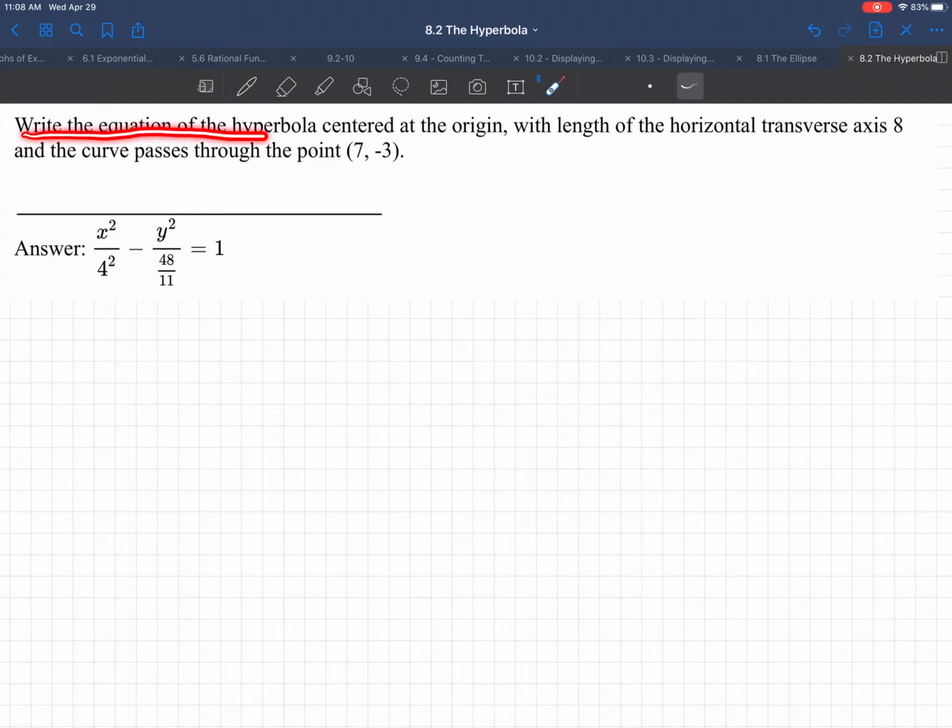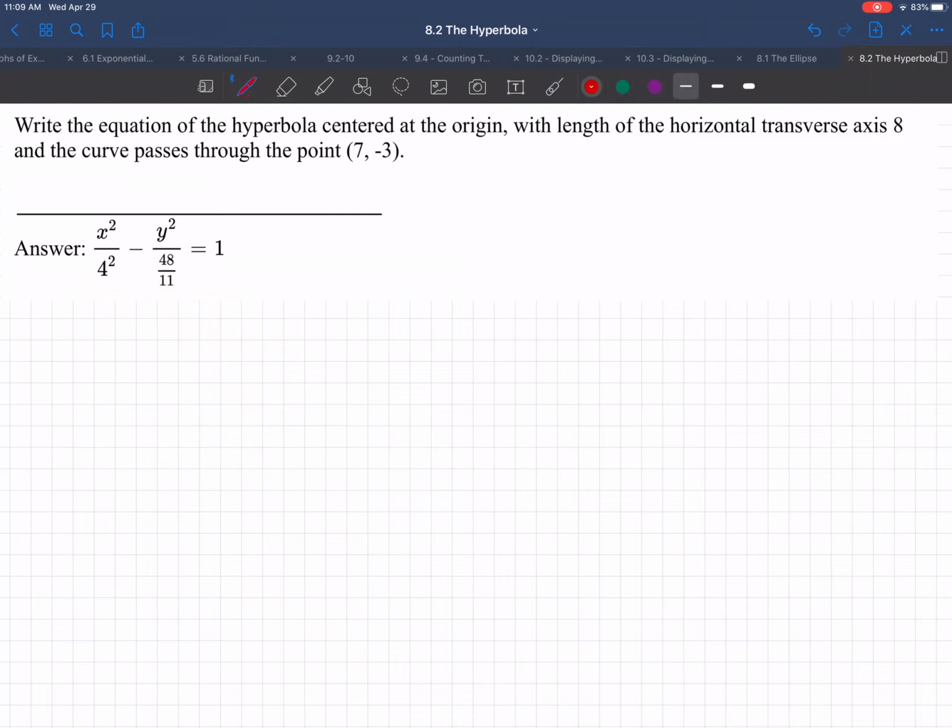Write the equation of the hyperbola centered at the origin with length of the horizontal transverse axis 8 and the curve passes through the point (7, -3). You already see the answers there. How did they find that? How do we go about doing this?